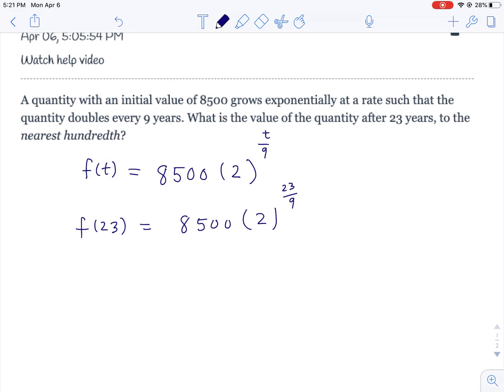But what are you going to do? You're going to plug that into your graphing calculator. And to the nearest hundredth, you get a pretty big number. I'm just going to read it off my calculator. 49970.972. So if we round that to the nearest hundredth, it's 0.97.